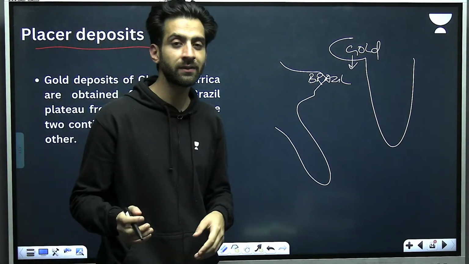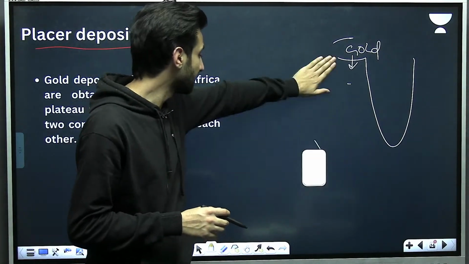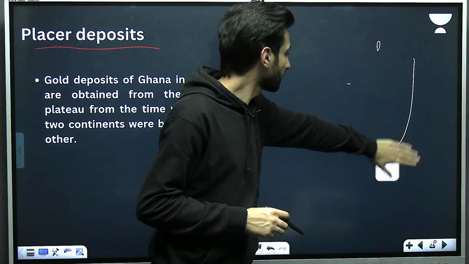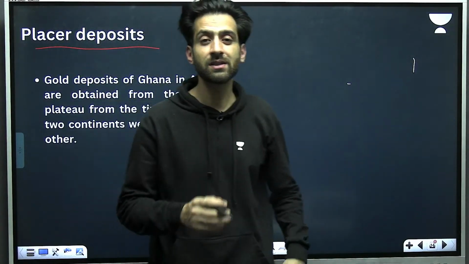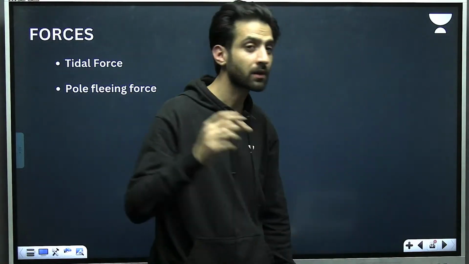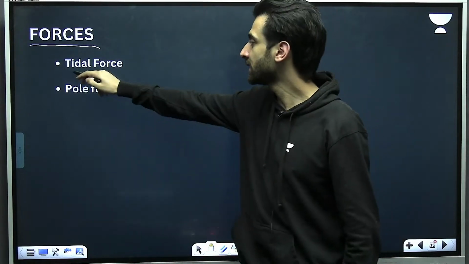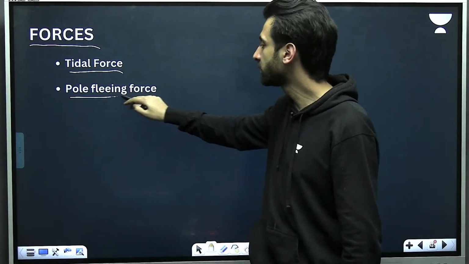So now we're done with all the evidences. Now you can name all of them one by one if you want in the comments. That is all about the evidences of the continental drift. Now we'll go to some of the forces that Alfred Wegener mentioned. Number 1 is the tidal force, and the second one is the pole fleeing force.